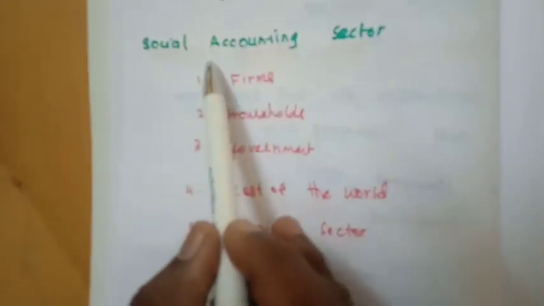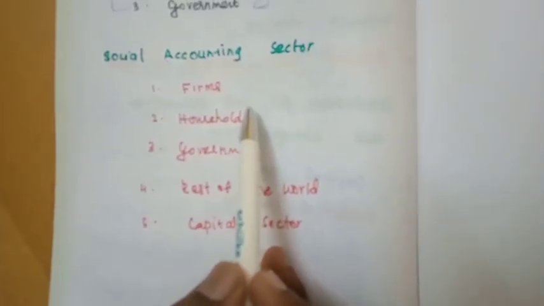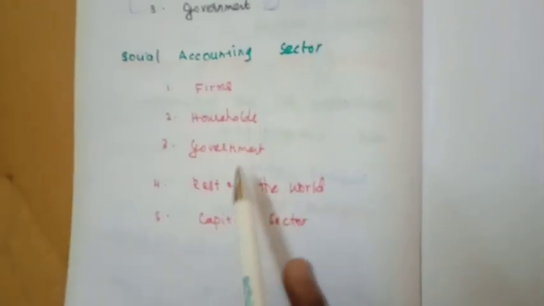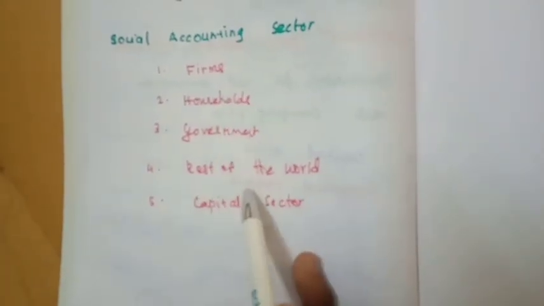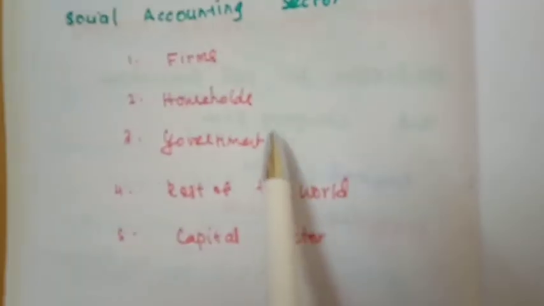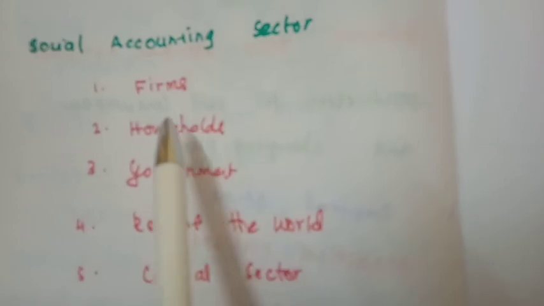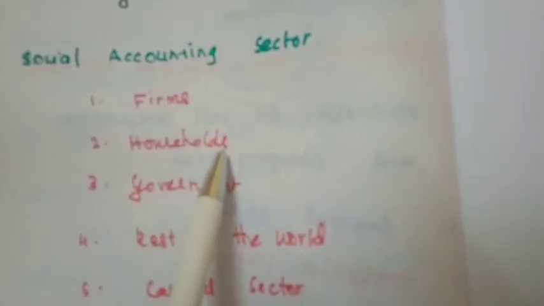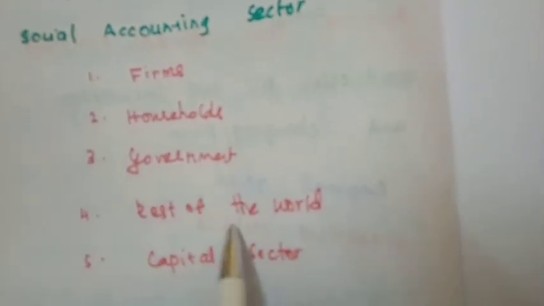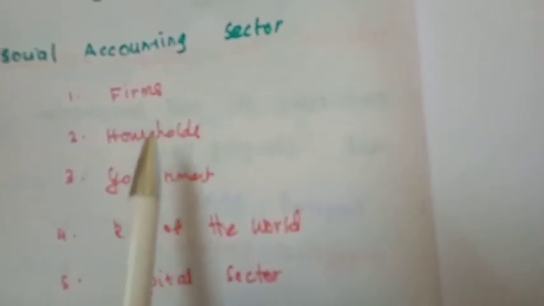Next we will move to social accounting sectors. Under social accounting, the economy is divided into several different sectors. A sector is a group of individuals, commonly interrelated with economic transactions. The social accounting sector is divided into 5 different sectors. One is firms, another is households, third is government, fourth is rest of the world, and the fifth is the capital sector. Now we will discuss them one by one in detail.